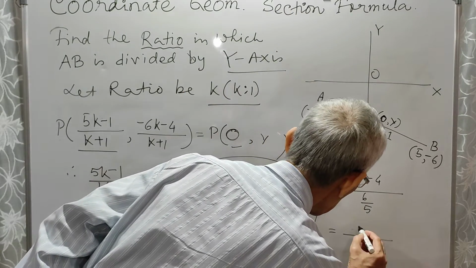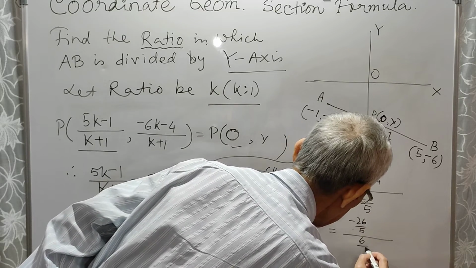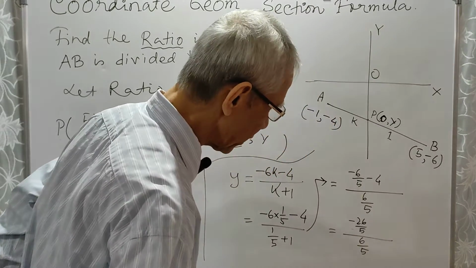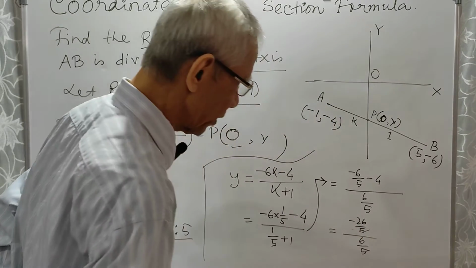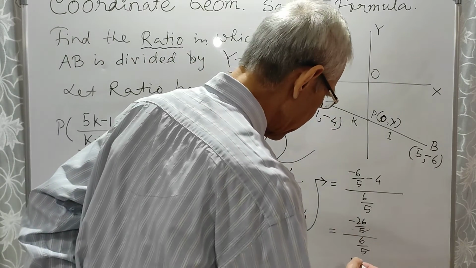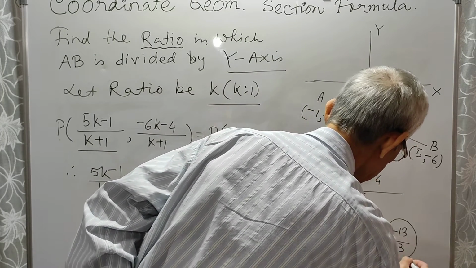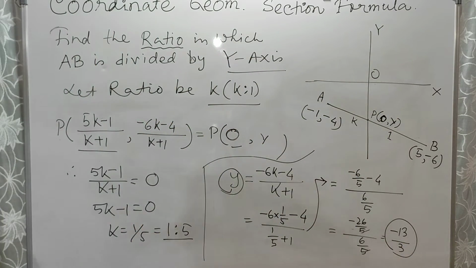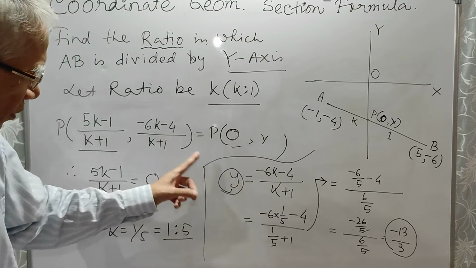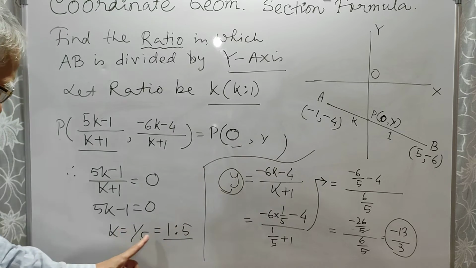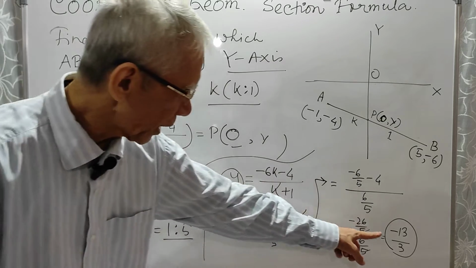So equal to minus 26 by 5 and the denominator is 6 by 5. So the 5 cancels, finally we come to minus 26 by 6, that means minus 13 by 3. Minus 13 by 3, this is the value of y. So y equal to minus 13 by 3. So we put the value of k, which we already found out, 1 by 5, and simply calculate it correctly. So you will get y equal to minus 13 by 3.